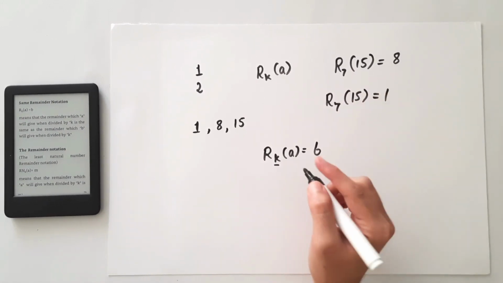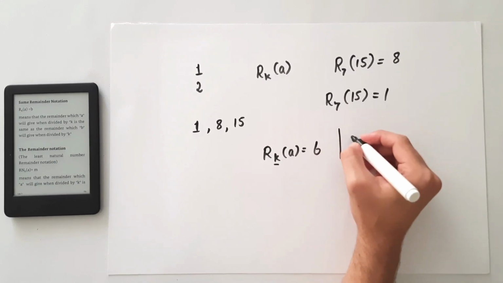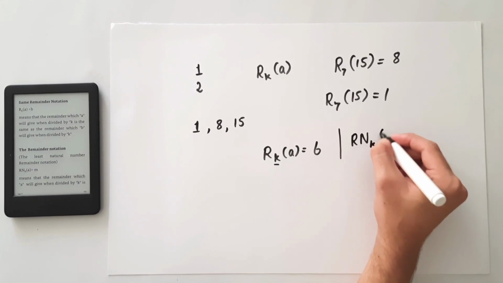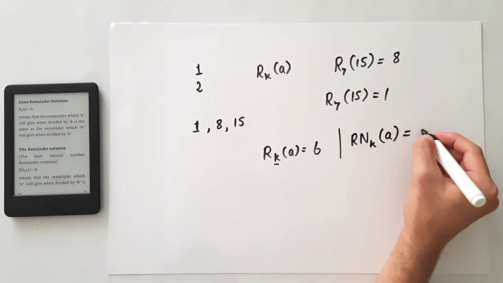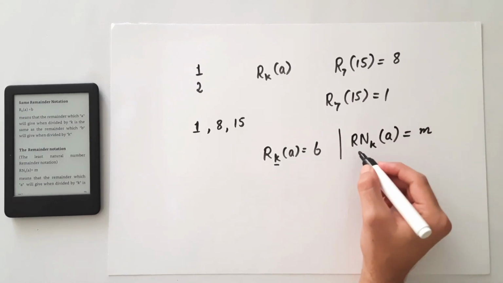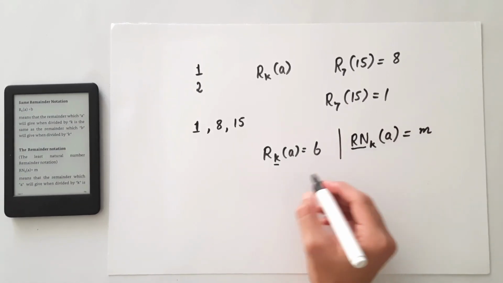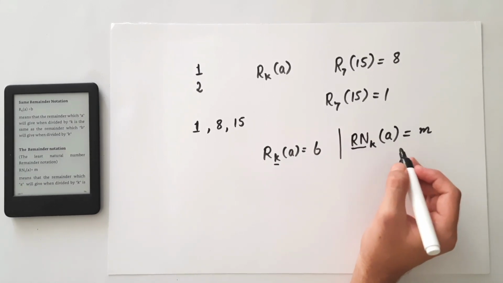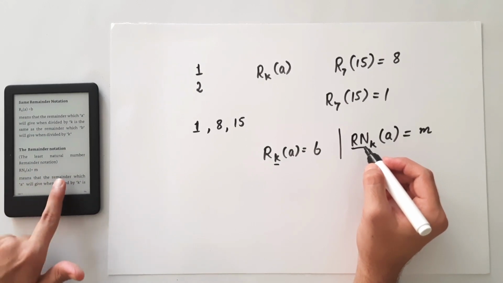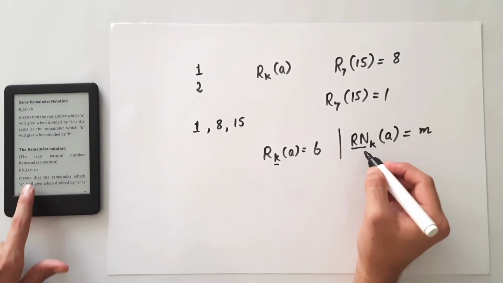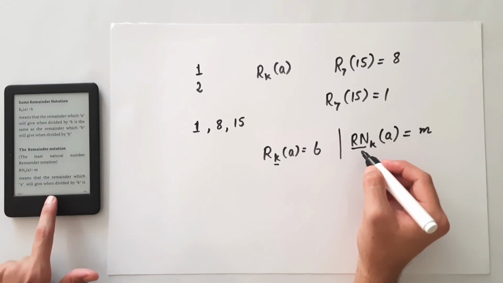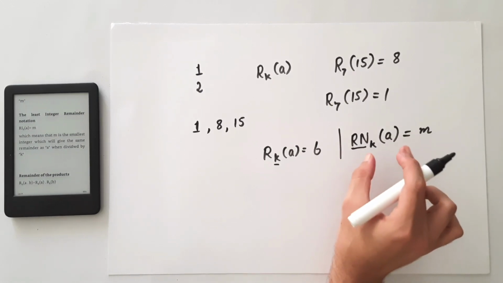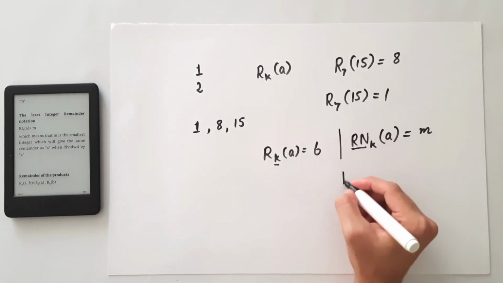Now another remainder, the actual remainder, is denoted by this: Rn of K, A is equal to M. The actual remainder when a number A is divided by a number K is equal to M. It is the least natural number remainder notation, which means that the remainder which A will give when divided by K is M. So this is the usual sense of remainder.